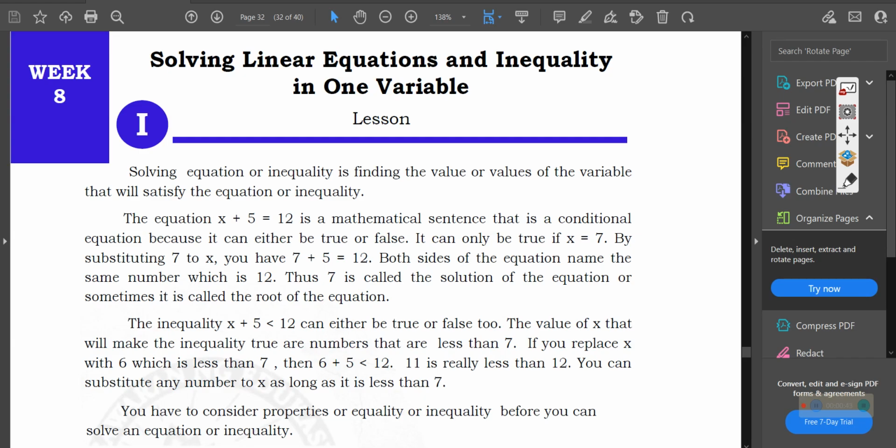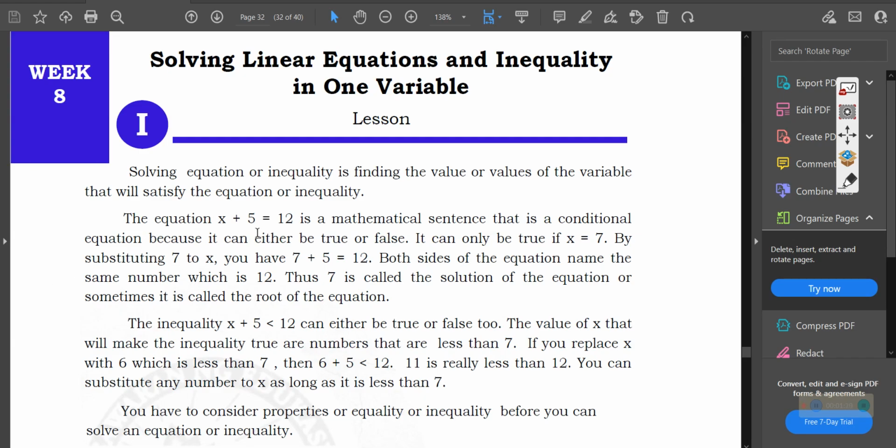equations and inequalities. Okay? So, ano nga ba pag sinabing solving equation or inequality? So, it is finding the value or values of the variable that will satisfy the equation or inequality. Okay? Hinahanap natin yung value ng variable wherein kapag isinubstitute natin doon sa equation or inequality, it will make the equation or inequality true. Okay? It will satisfy the equation or inequality.